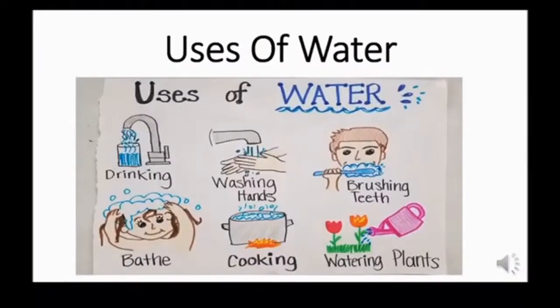Boys and girls, I know you know the uses of water. We use water every day when we drink water, when we wash our hands, brushing our teeth. We take showers, we cook using water, and we water our plants.